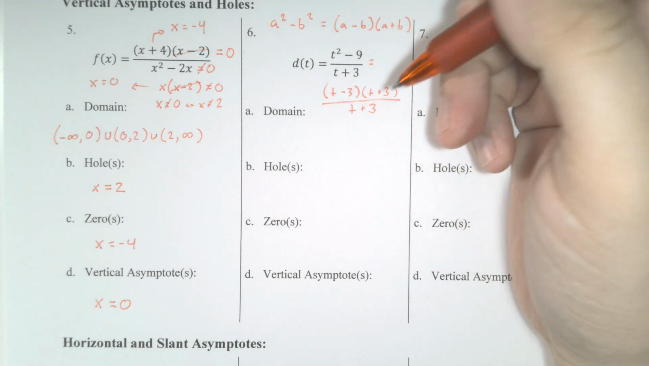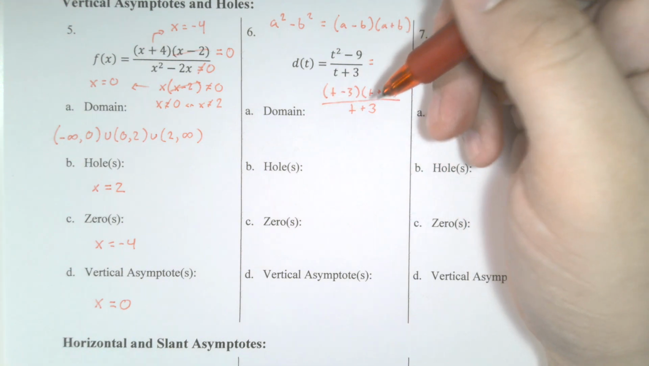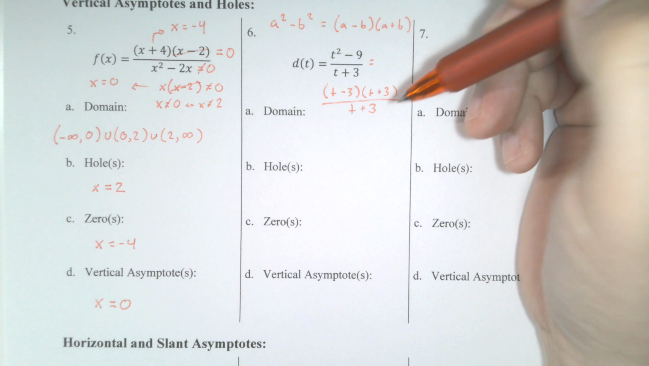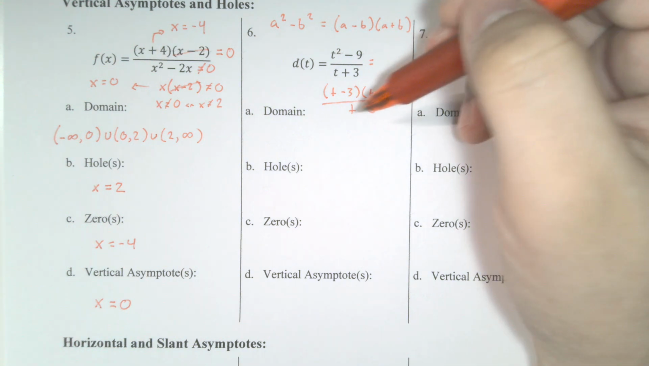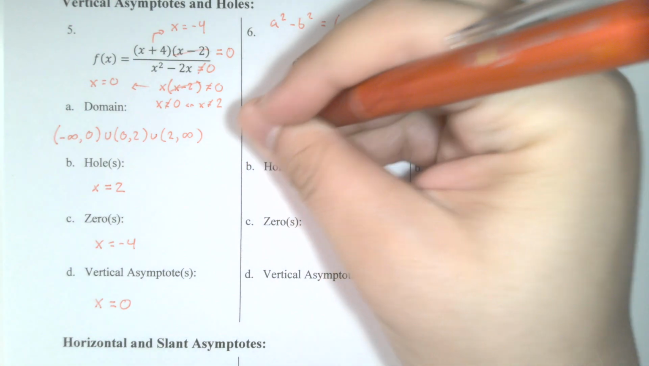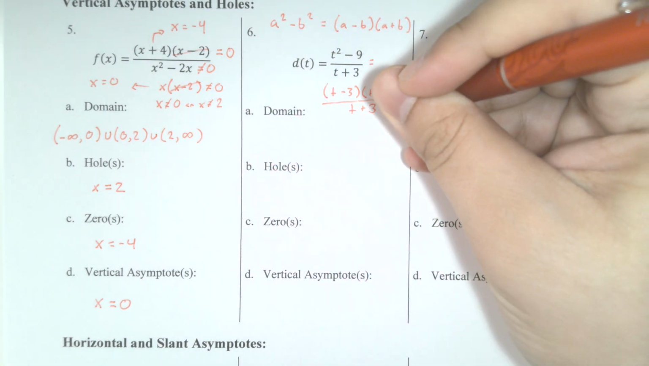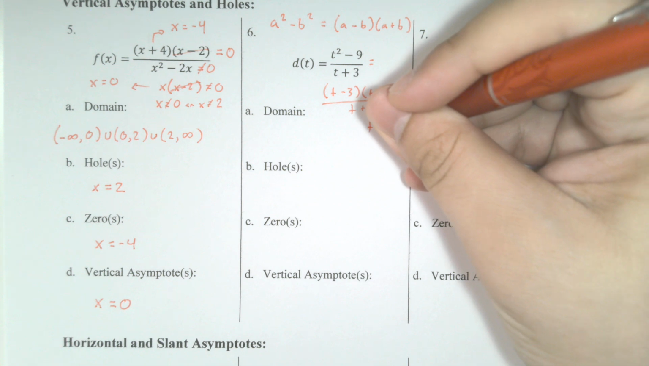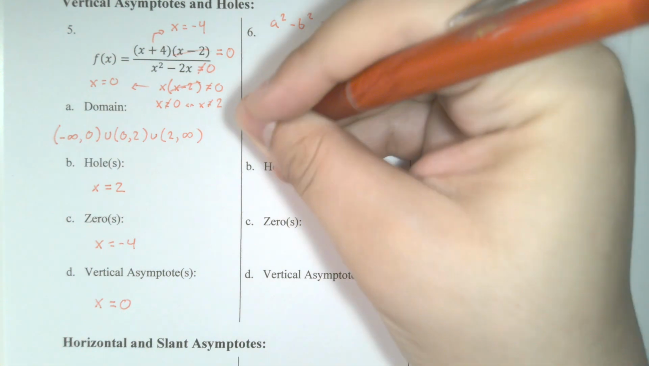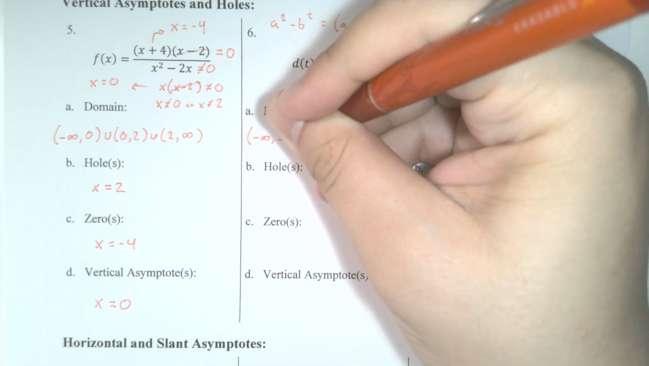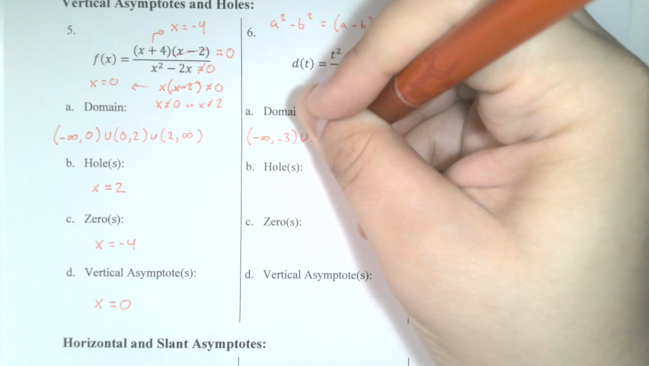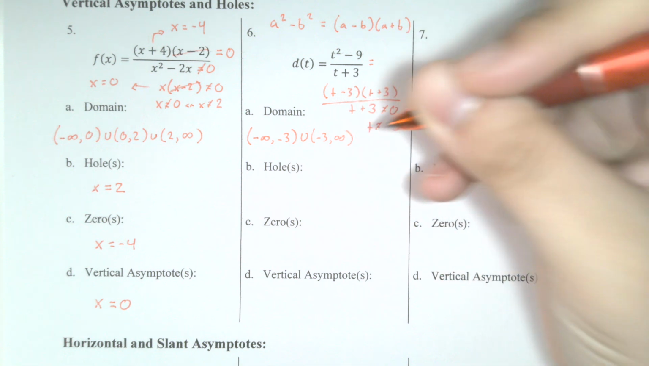But now for our domain, just like last time, we want to figure out where the bottom can't be equal to 0. And in this case, we can see that, well, if t is equal to negative 3, then that will make the bottom 0. So since this can't be equal to 0, t can't be equal to negative 3, and that means that our domain is from negative infinity to negative 3, union from negative 3 to positive infinity.